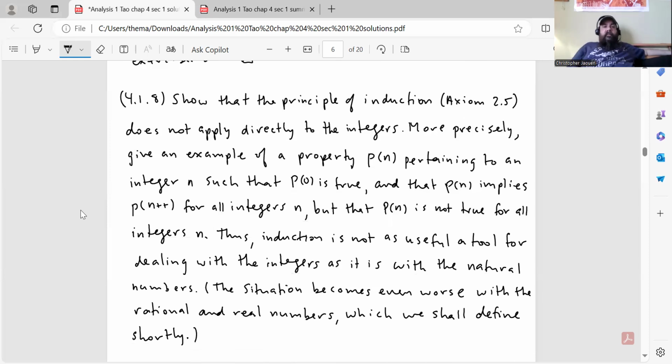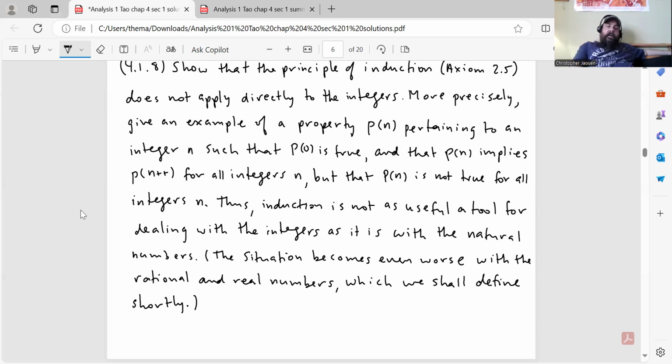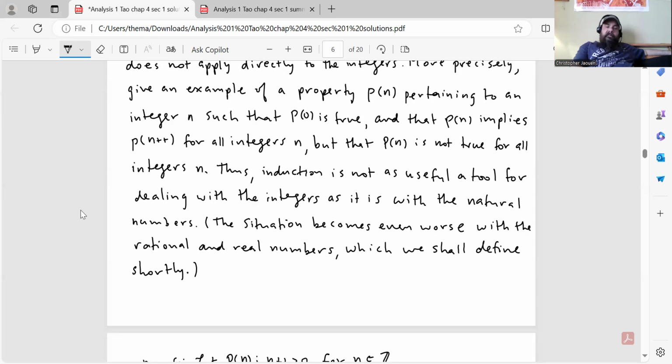Right? Question 4.1.8, show that the principle of induction, which is axiom 2.5, does not apply directly to the integers. More precisely, give an example of a property P of n pertaining to an integer n such that P of 0 is true and that P of n implies P of the successor of n for all integers n, but that P of n is not true for all integers n. This induction is not as useful a tool for dealing with the integers as it is with natural numbers. The situation becomes even worse with the rationals and the real numbers, which we shall define shortly.